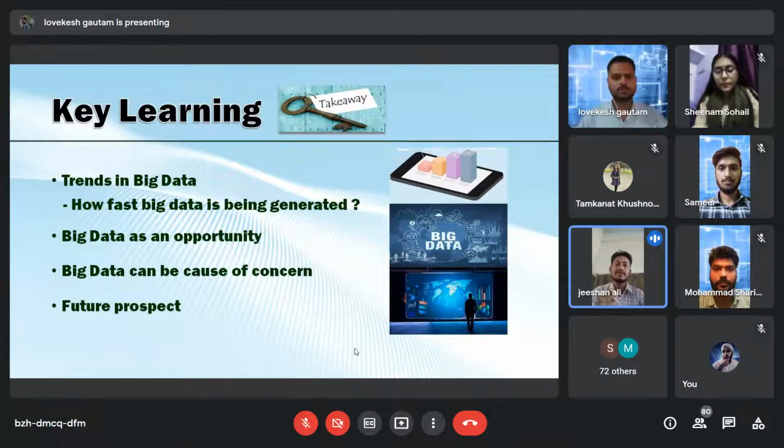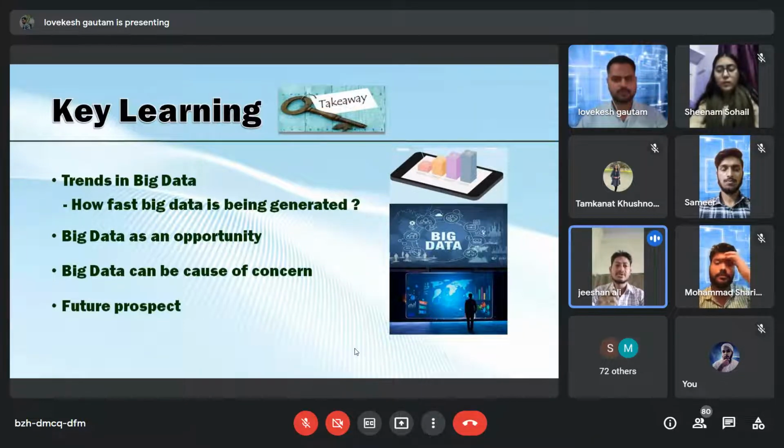Then we have big data as a cause of concern. We know we individually put our data on websites and applications. This big data can be a threat to our personal privacy. We also know that organizations have their own websites and a lot of confidential information is available there, so this big data can be a threat to their security if it is hacked.